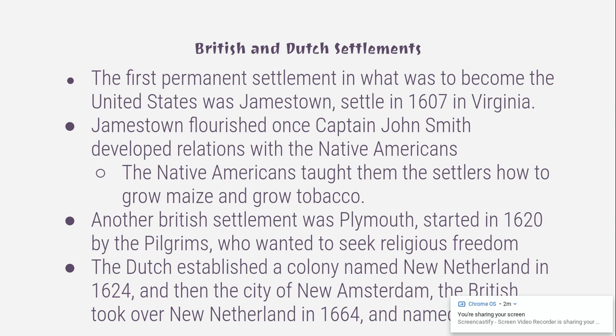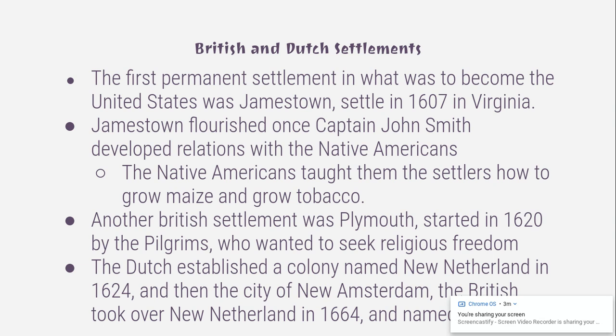Now we're going to talk about British and Dutch settlements. The first permanent British settlement in what was to become the United States was Jamestown. It was settled in 1607 in Virginia. Jamestown flourished once Captain John Smith developed relations with the Native Americans, who taught the settlers how to grow maize and helped them cultivate tobacco. Another British settlement was Plymouth, started in 1620 by the Pilgrims. They were called Pilgrims because of their journey or pilgrimage to seek religious freedom.